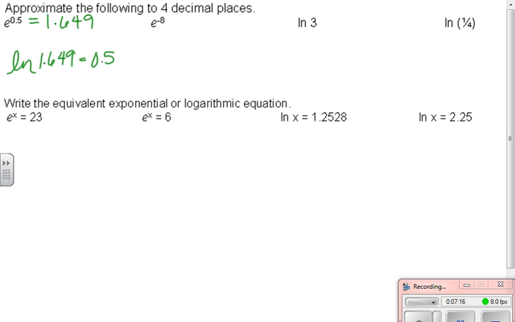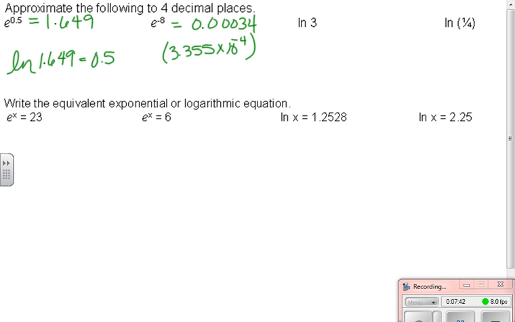So e to the negative 8 is 0.0034. Or as your calculator shows, 3.355 times 10 to the negative 4th. I have a little bit of a rounding difference there based on when I did it, but remember, if it says e to the negative 4, that scientific notation, remember to move your decimal point.